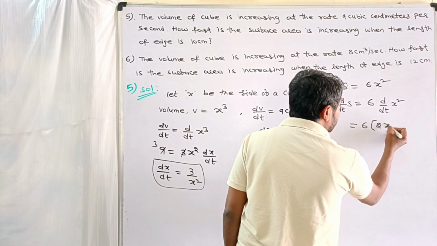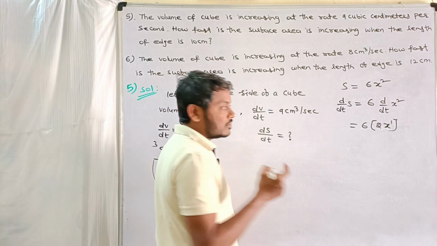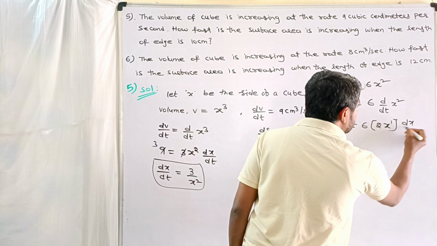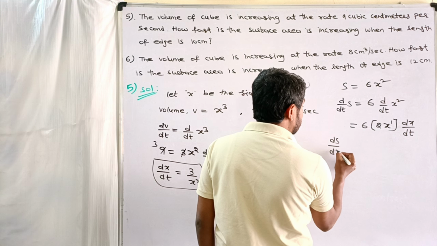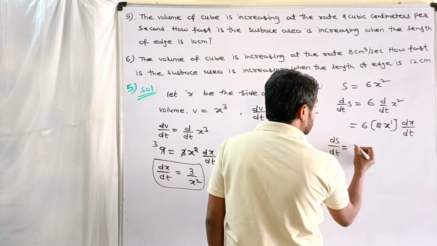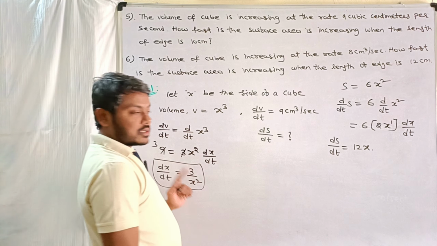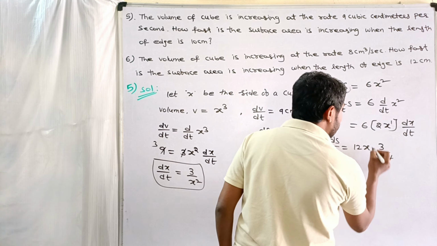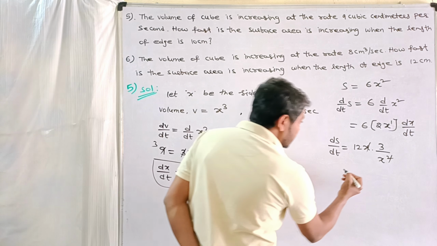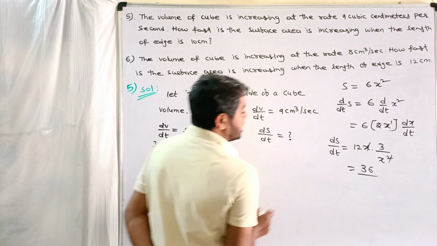That is 2 into x power 2 minus 1, that is 1. Internal derivative, that is dx by dt. So therefore ds by dt equals 6 into 2, 2 by x. What is dx by dt? 3 by x square into 3 by x square. So one of the x gets cancelled, which equals 12 into 3, 36, divided by x.